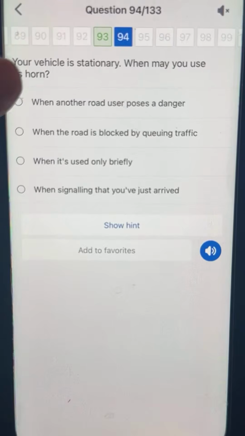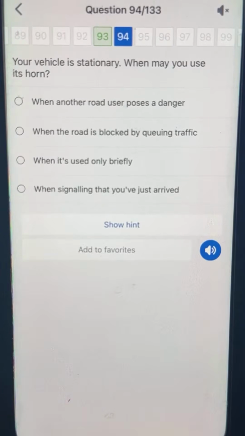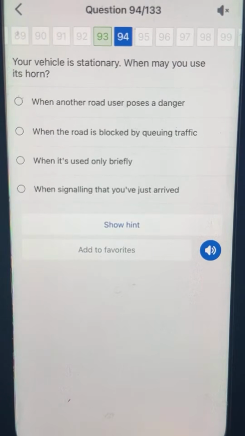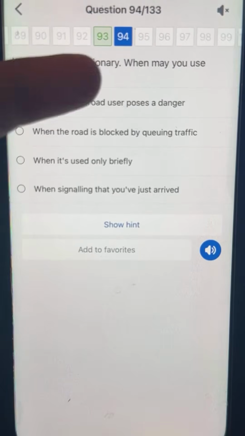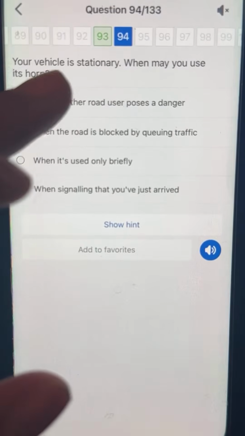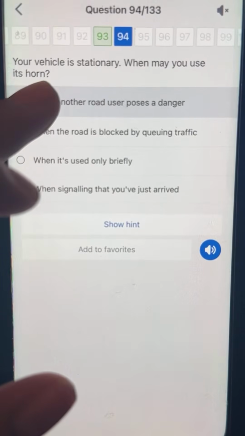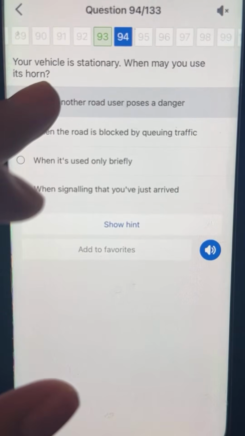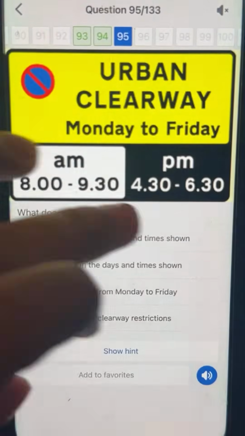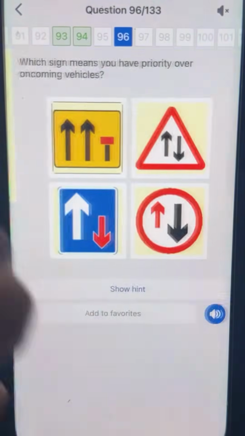Good. So your vehicle is stationary. Stationary means not moving. You may use your horn if you think someone is posing danger to you or to others. If you see someone posing danger, you can sound your horn to them, because you are stationary, not moving. You use your horn when you're inside the car to warn others about your presence. So the right answer is A here. All the other options are silly.